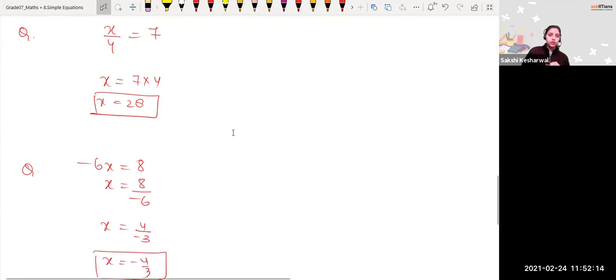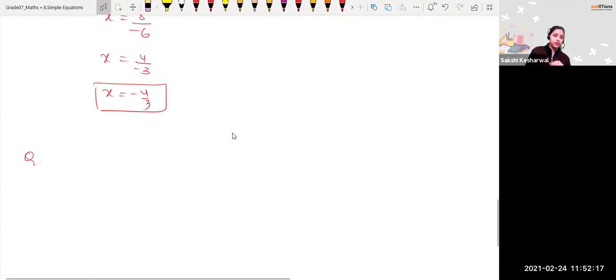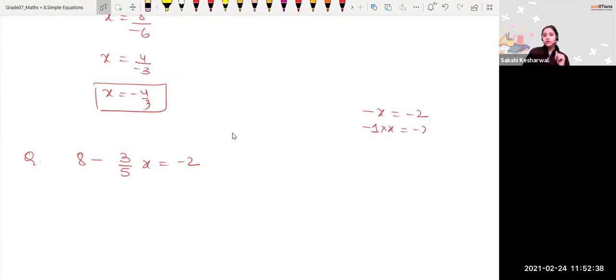Now, let's come to the next question. If I write 8 minus 3 by 5x is equal to what? Minus 2, right? Now what happened? You see that this is in the negative, right? Now try to make the things positive or negative. Now if it's written like minus x is equal to minus 2, right? So over here, minus x is equal to minus 2 means what? Minus 1 into x is equal to minus 2 or not? Yes. So x is equal to what? Minus 2 divided by minus 1. So if you have negative upon negative, it's equal to what? Negative and negative cancel, which is equal to what? 2. This is how it is done, right?